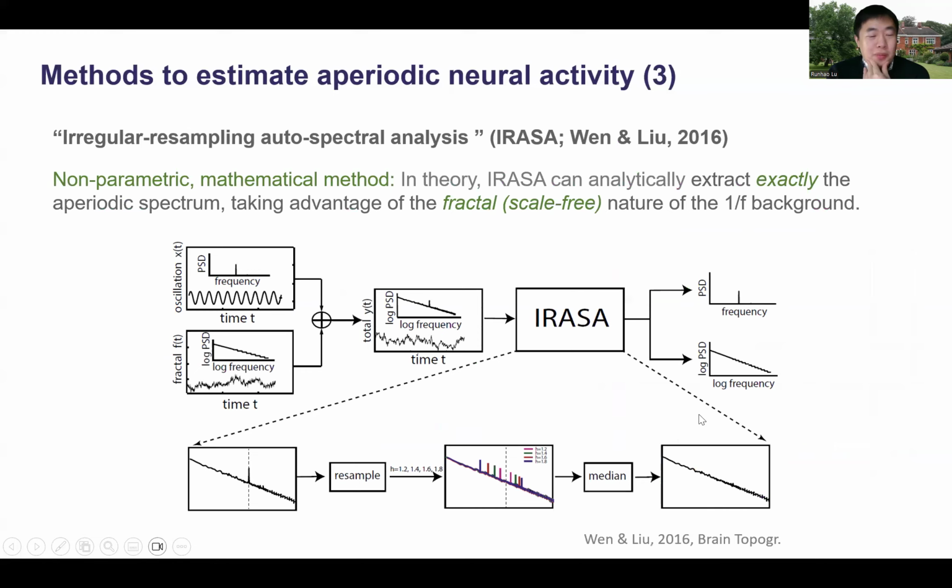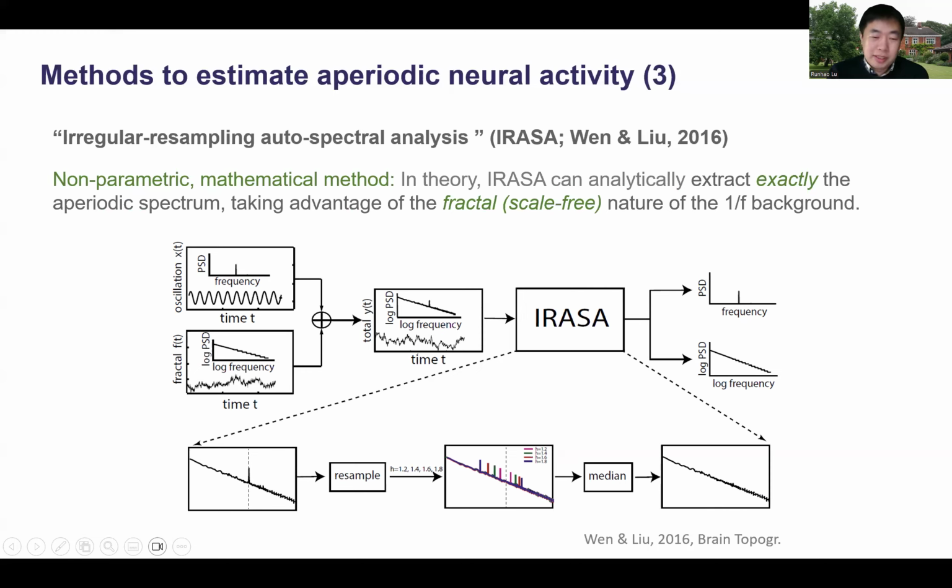So apart from parametric methods, you can also have some non-parametric mathematical methods. For example, ERASA is one of them. The full name of ERASA is irregular resampling autospectral analysis. In theory, it can analytically extract exactly the aperiodic spectrum, taking advantage of the fractal or scale-free nature of the 1/f background. If you look at the power spectrum on a log-log scale, you may find oscillatory peaks and 1/f as a straight line.